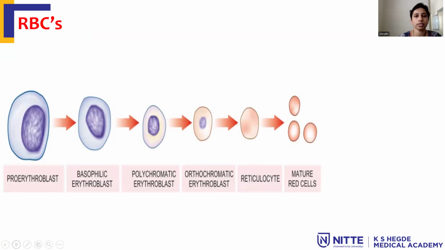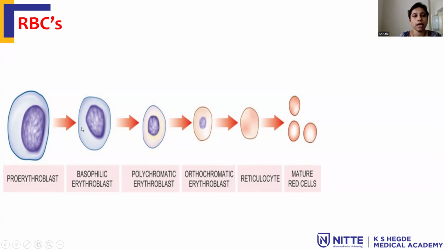So coming to the process of production of these mature blood cells. The first is RBCs, nothing but red blood cells, erythrocytes. It begins from the most immature erythroid precursor, which is called proerythroblast. So proerythroblast is the first step in erythropoiesis. It is a type of blast which will have nucleoli, open chromatin, high NC ratio with basophilic cytoplasm.